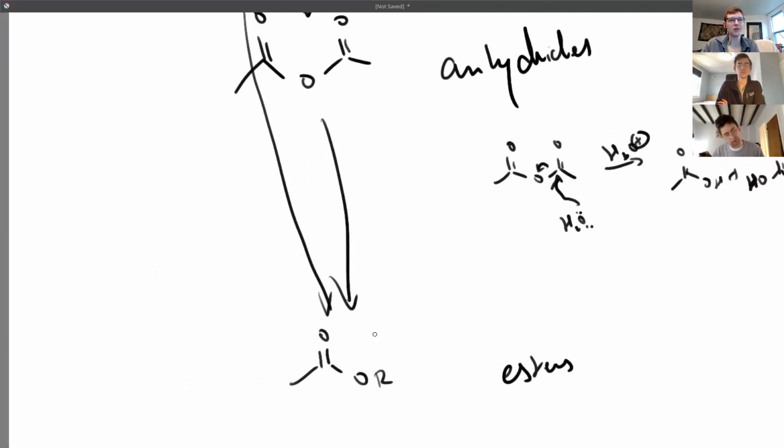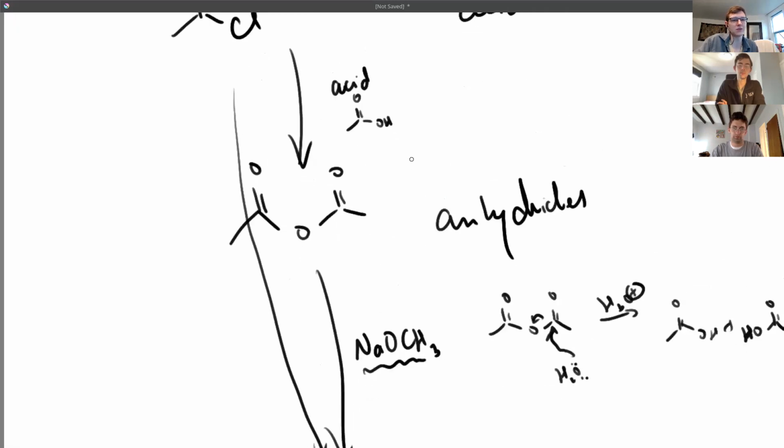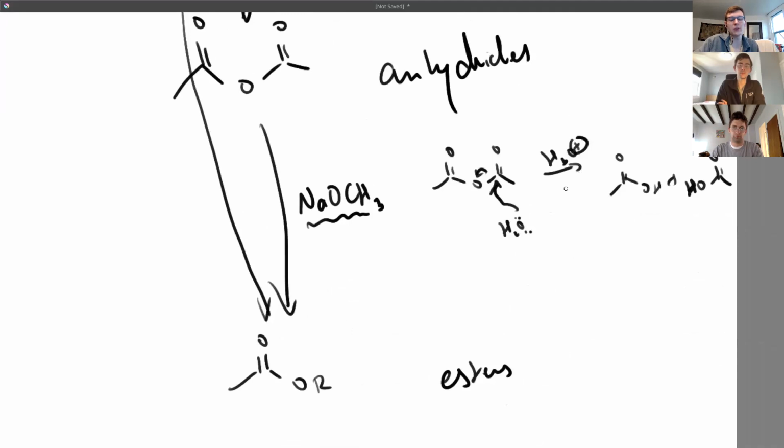We use a salt, like NaOCH3. Yeah, that's an option. Yes, so we could do something like that. This might actually be a little bit overkill. These anhydrides and acid chlorides, they're really reactive, right? And they react with water immediately.